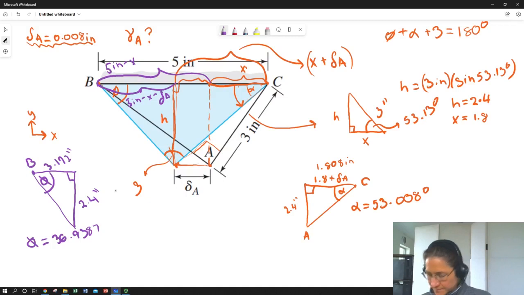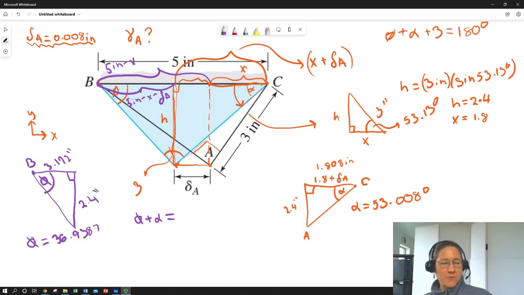53.008 plus... So if we add phi and alpha, we end up getting about 89.95. Let's go to a few more decimal places there. I'm going to take a pause and just check my math really quick. Okay, back from our pause, just making sure that I hadn't made a math boo-boo.